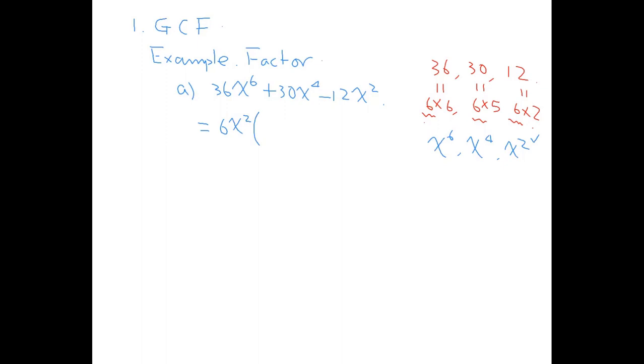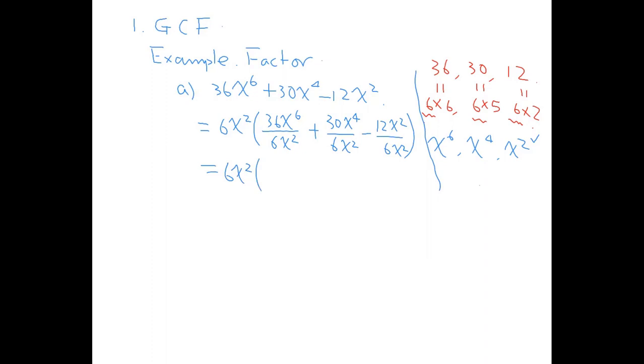We need to divide each term by 6x squared. The first one, 36x to the 6, divided by 6x squared, plus 30x to the 4th divided by 6x squared, minus 12x squared divided by 6x squared. Most of the time people will skip this step, but let's do it.